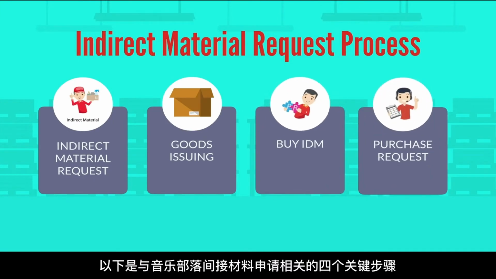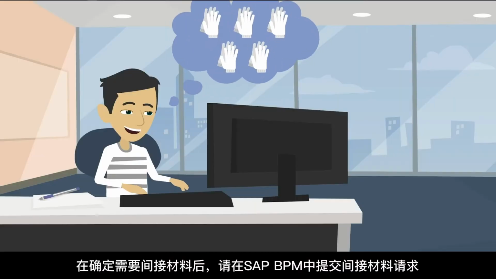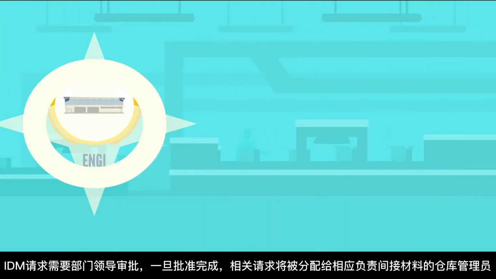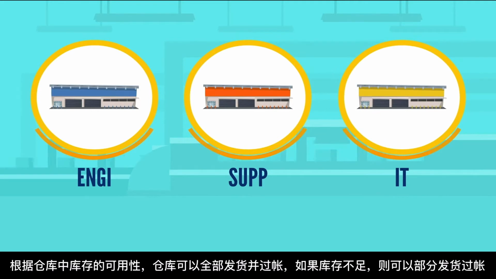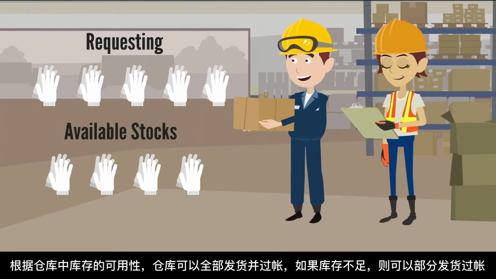Here are the 4 key steps that are relevant to indirect material requisition in Music Tribe. After a need for a material has been identified, an indirect material request is raised in SAP BPM. The IDM request goes through approval steps, and once fully approved, it will be assigned to the warehouse responsible for issuing the materials. Depending on the availability of the stocks at the warehouse, the team may proceed with a full goods issue or partially if they have low stocks.